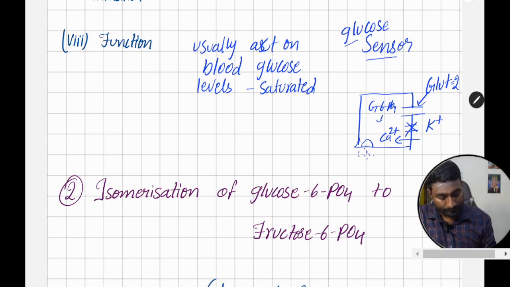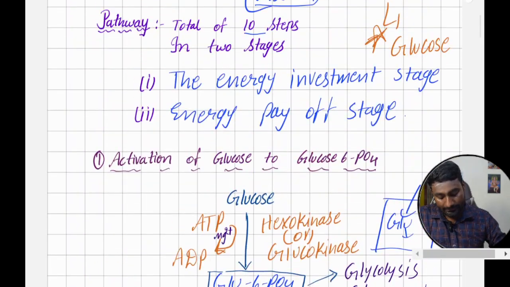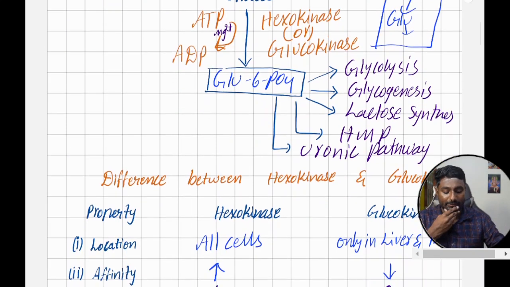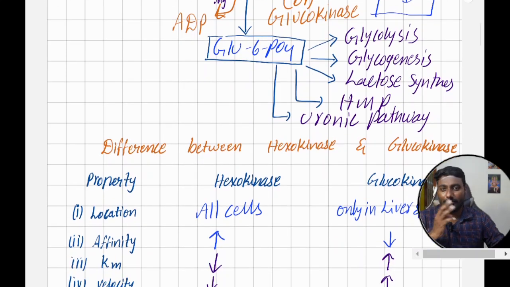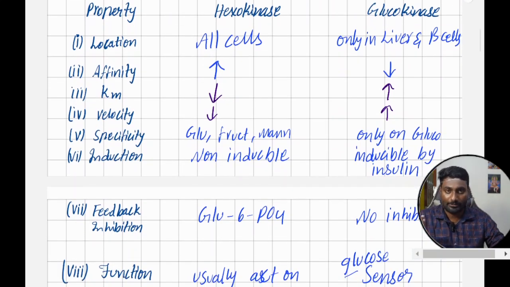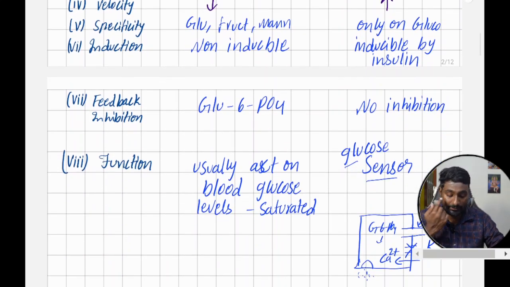Got it? Okay. We will just revise the first step of glycolysis, where glucose is getting converted into glucose 6 phosphate with the help of either hexokinase or glucokinase. And this glucose 6 phosphate has different fates: glycolysis, glycogenesis, lactose synthesis, HMP, or uronic pathway. And we are seeing the difference between hexokinase and glucokinase: location, affinity, Km, velocity, specificity, induction, feedback inhibition, and the functions.